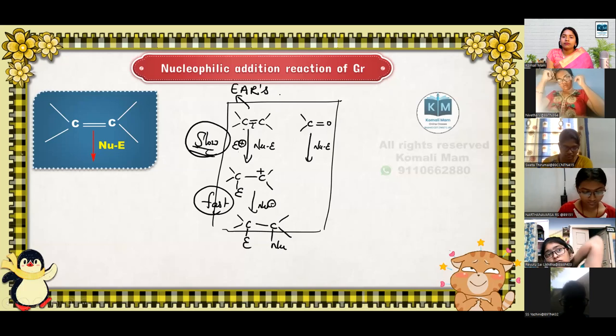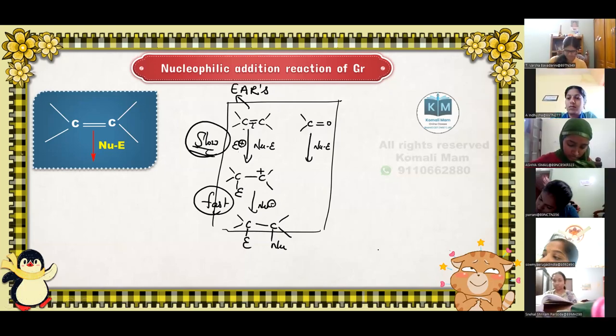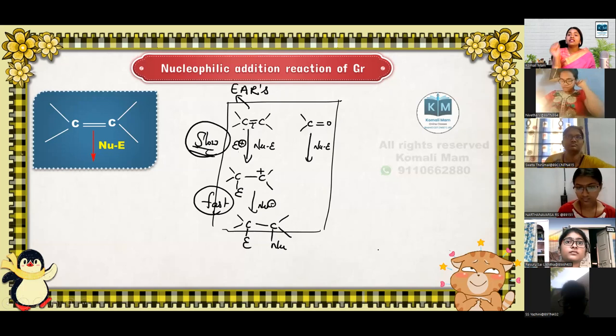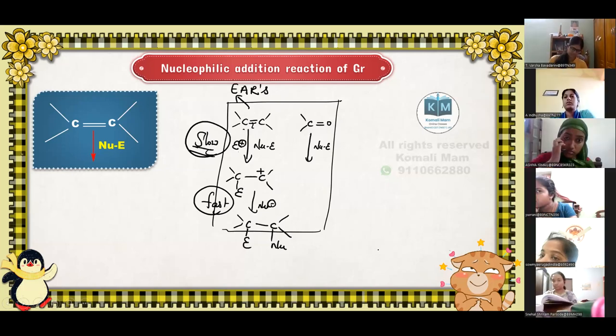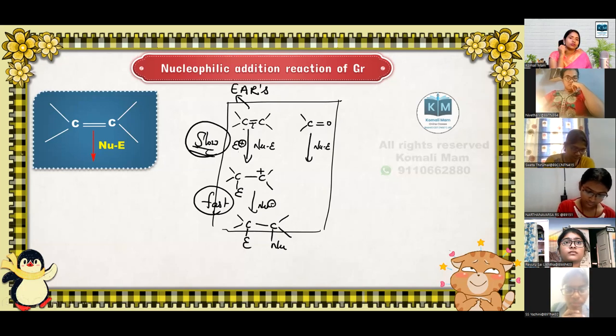Understand? Okay. These are which reactions? Electrophilic addition reactions. Why electrophilic addition reactions? Because the electrophile is attacking in the slow step. How do we come to know? That is an experimental factor. So alkenes undergo which type of reactions? Electrophilic addition reactions. Coming to the carbonyl compounds.